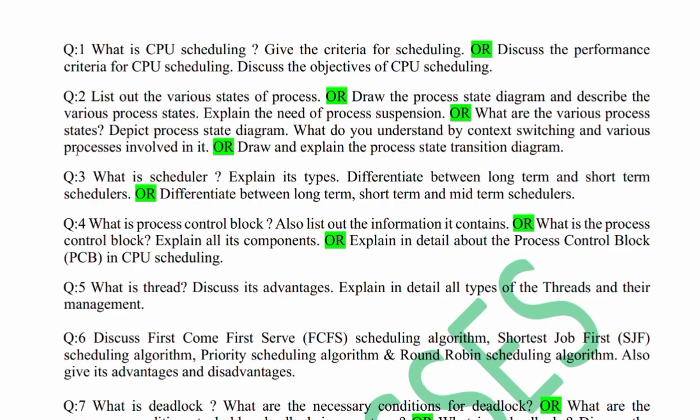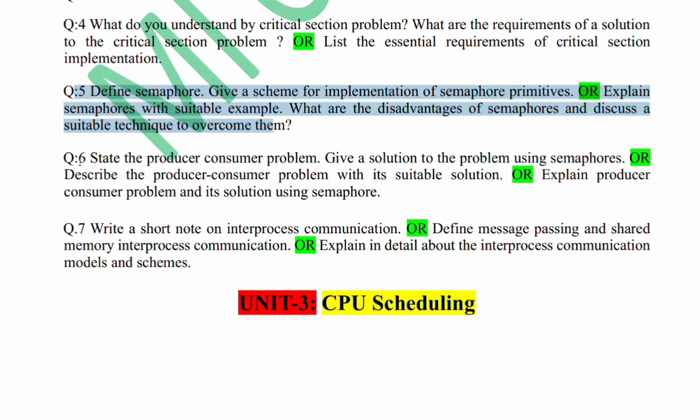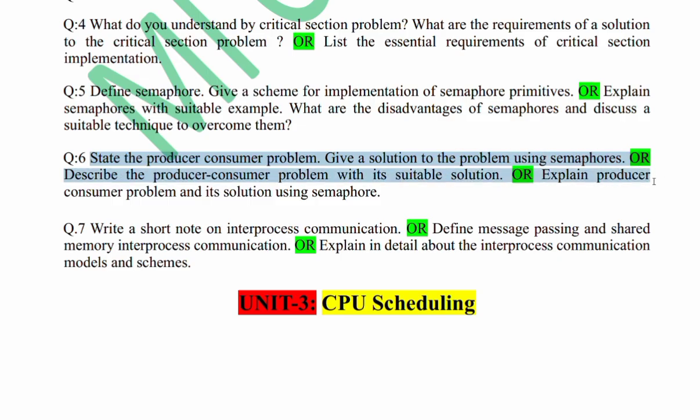Question number 6 is, state the producer-consumer problem. Give a solution to the problem using semaphores, or describe the producer-consumer problem with its suitable solution, or explain the producer-consumer problem and its solution using semaphore.